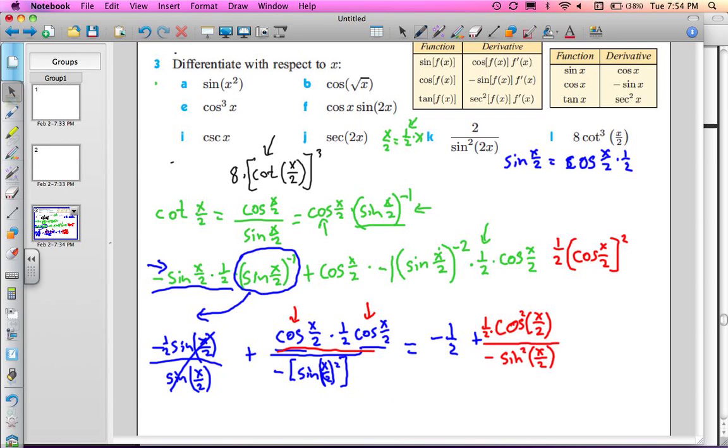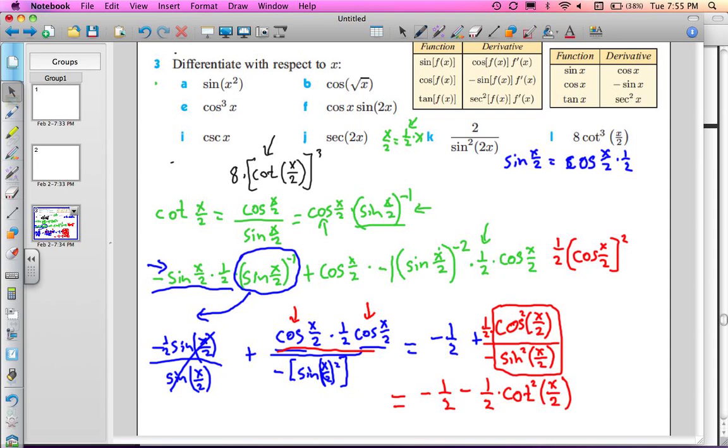Now, remember, cosine over sine is cotangent. So this becomes negative 1/2. And then, remember, we still have that negative here, and we still have that 1/2. So it's minus 1/2 times this part, which is cotangent squared of x over 2.